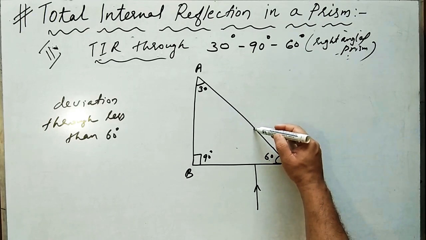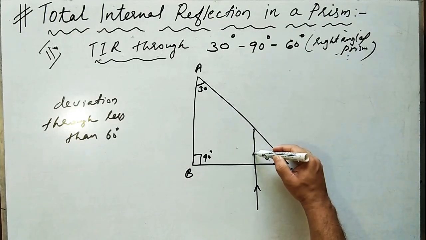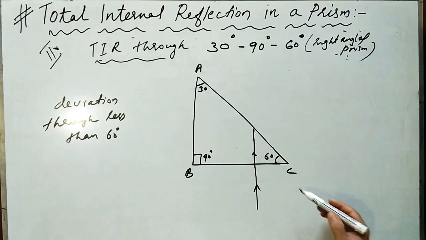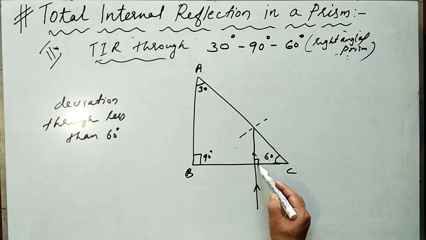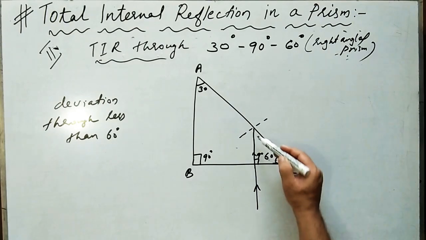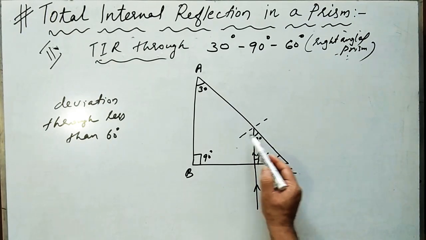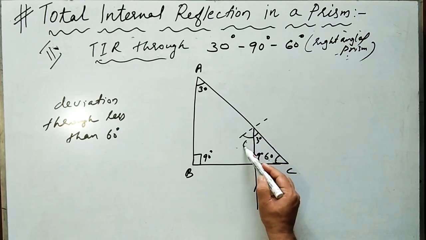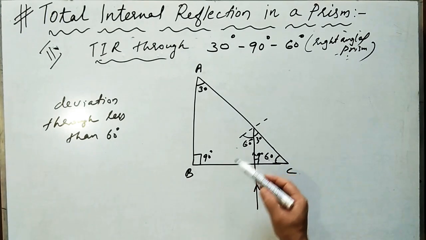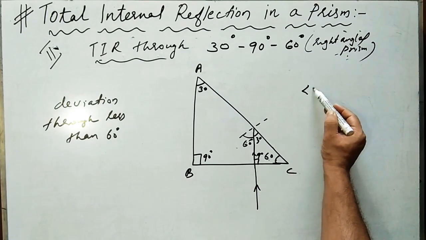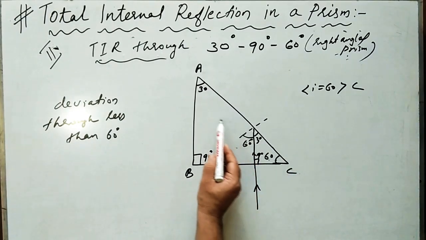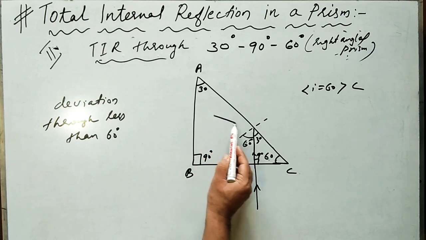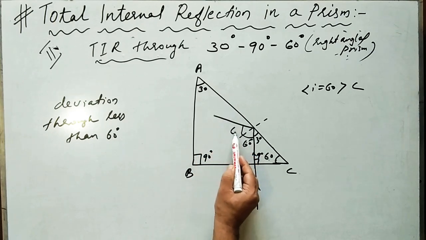and it passes undeviated for normal incidence, striking the surface AC at an angle of incidence. What is the angle of incidence? This will be 90 degree, this angle 60, this remaining angle is 30 degree. For normal incidence, this angle will be 90 minus 30, that is 60 degree. So the angle of incidence is 60 degree, which is greater than the critical angle. So a ray of light is getting totally internally reflected.